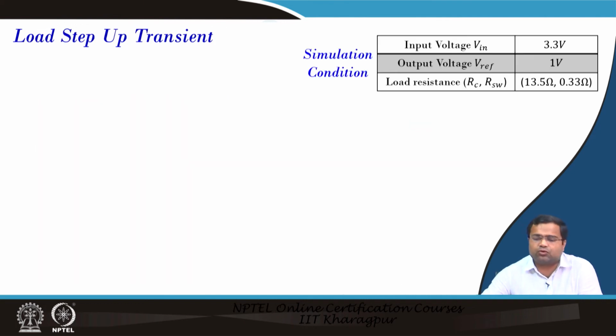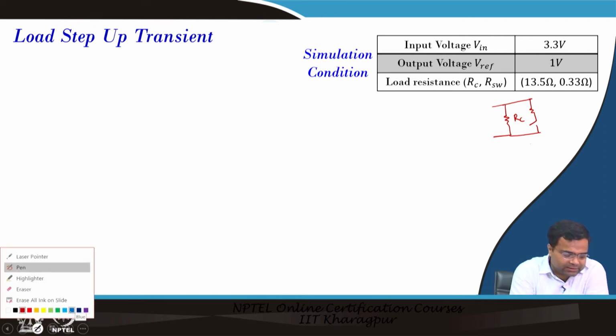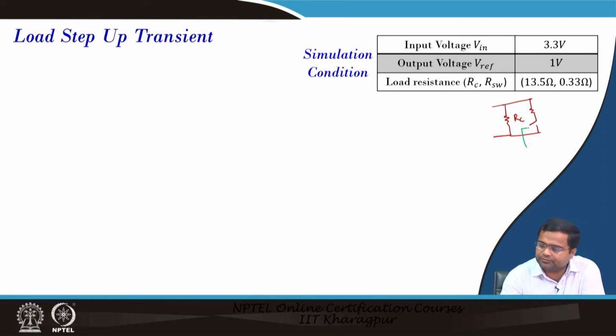Now, we want to show the load step up transient. Here the input voltage is 3.3 and the output is 1 volt, and we are making a load transient by changing this resistance. There is a continuous resistance RC, and there is a switch resistance RSW with a switch, and this gate signal is our Q load.